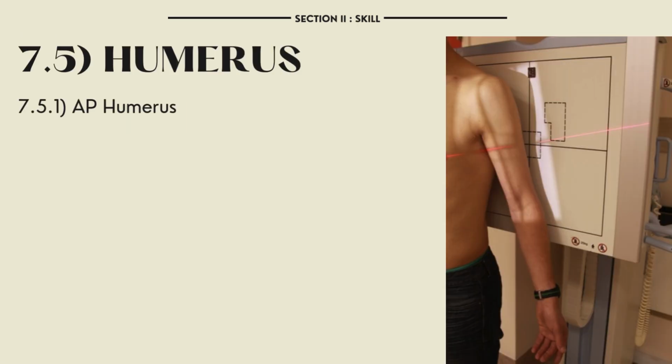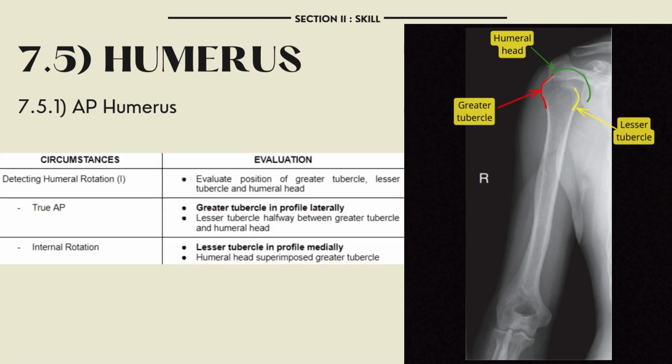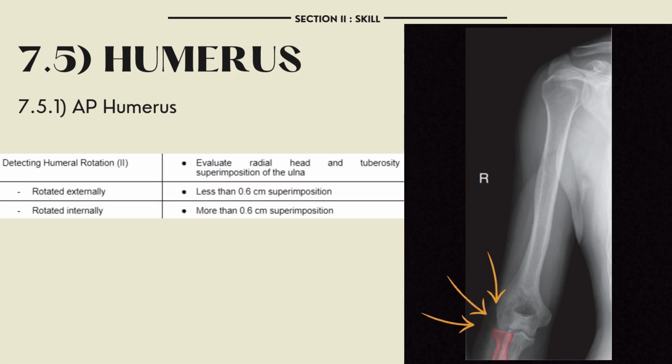The last body part of the upper extremity is humerus. The humerus could be checked for its true AP by evaluating the position of the greater tubercle, lesser tubercle, and humeral head. In true AP, the greater tubercle is in profile laterally, while the lesser tubercle is located halfway between the greater tubercle and humeral head. In addition, the humeral rotation also can be assessed by evaluating the radial head and radial tuberosity superimposition of the ulna.